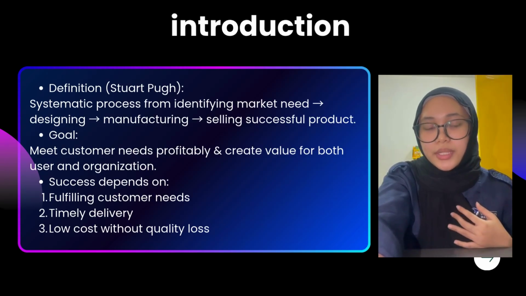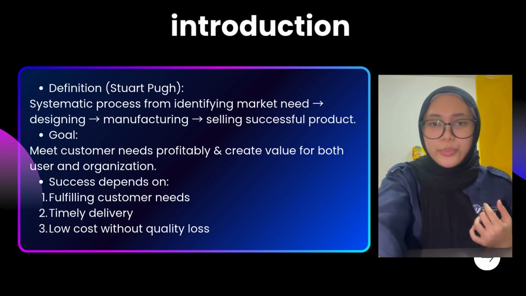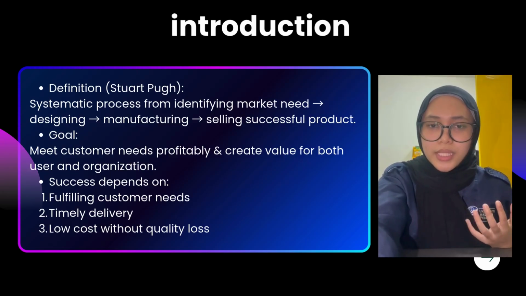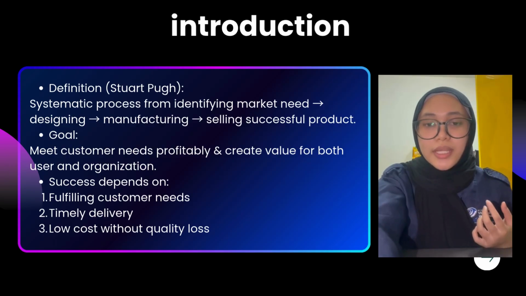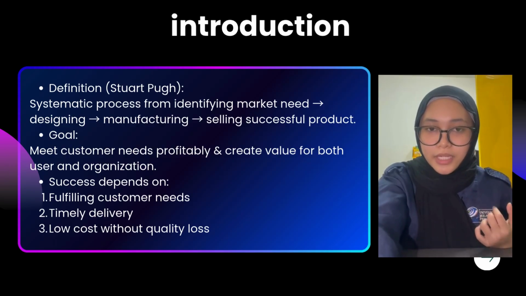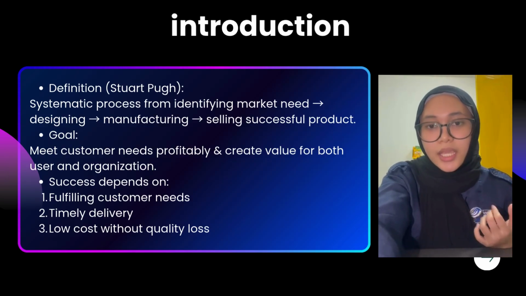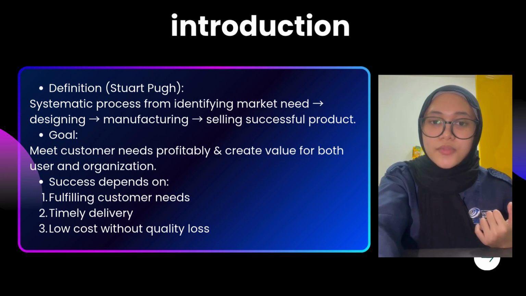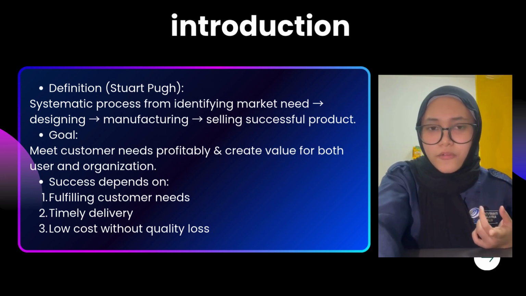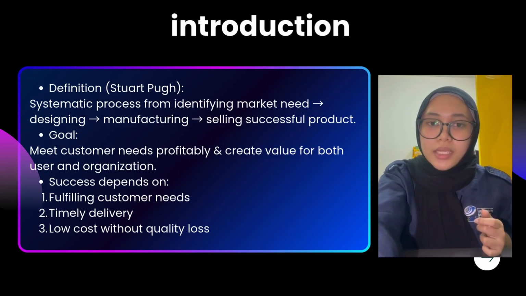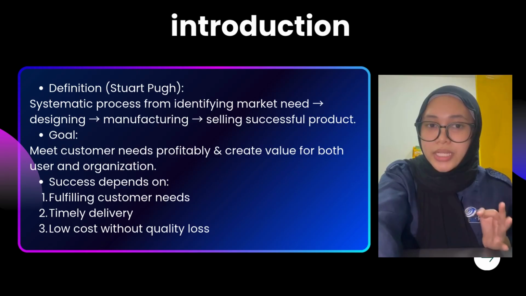Today I will be presenting about the introduction to the product development process. According to Stuart Pugh, this process is a systematic journey that starts from identifying market needs, then designing the product, manufacturing it, and finally selling a successful product. The main goal of this process is to meet customer needs profitably and create value for both the user and the organization. Its success depends on three keys.